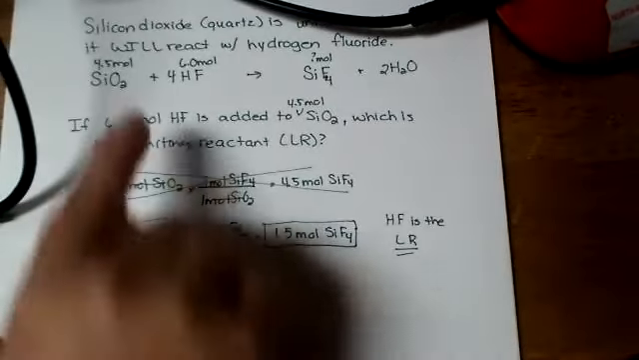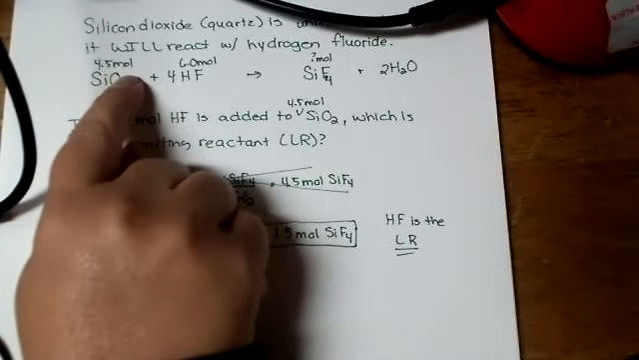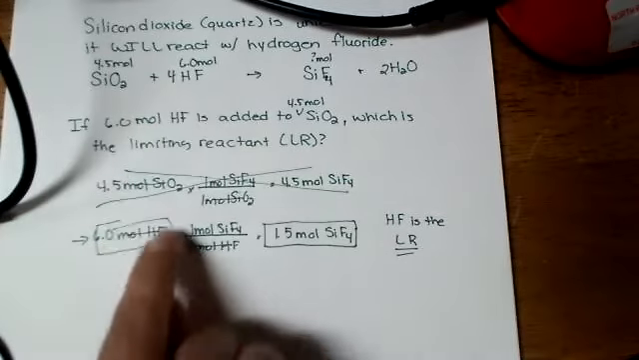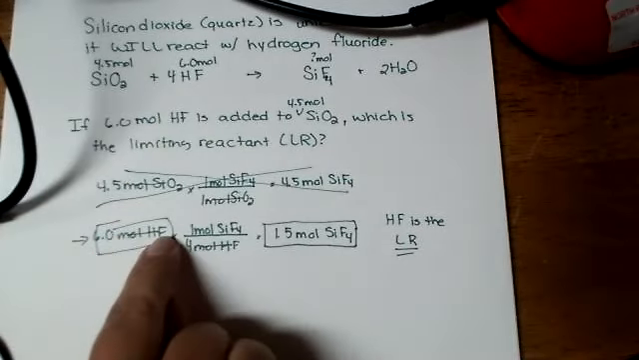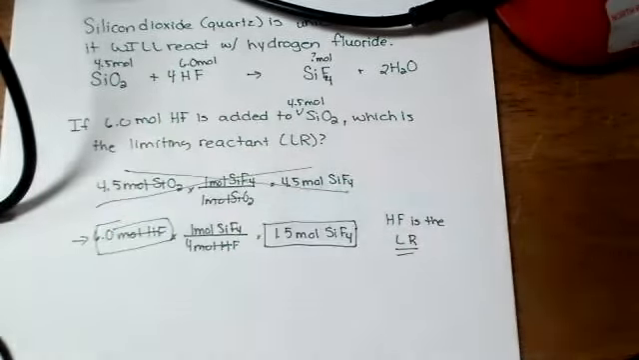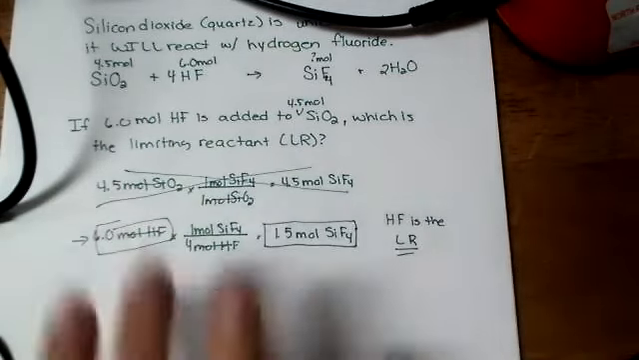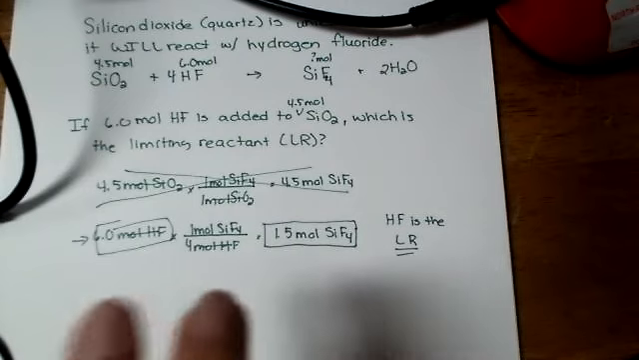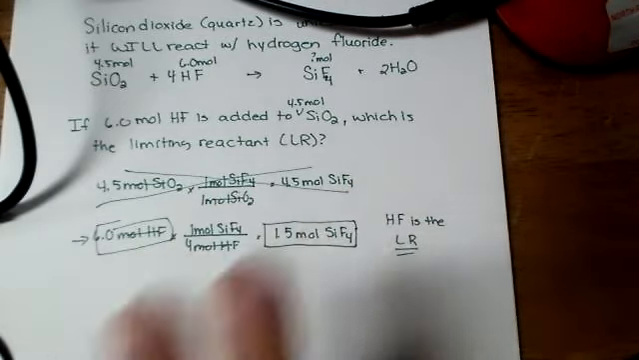Now, had this been 4.5 grams and 6.0 grams, I would have had to convert from grams to moles and then from moles to moles using the molar mass. So you can use any of those problem types that we've done before. You just need to remember that you will always work 2 problems.